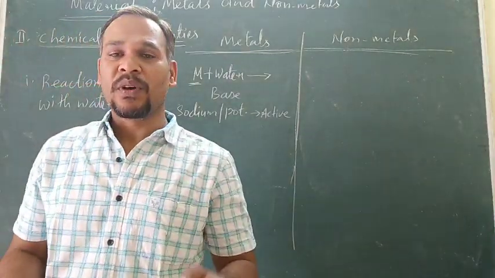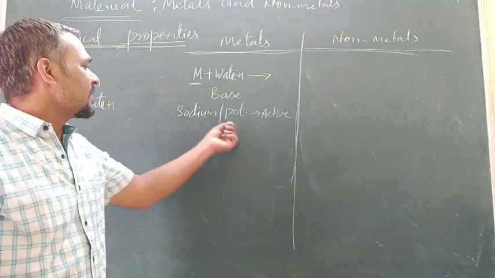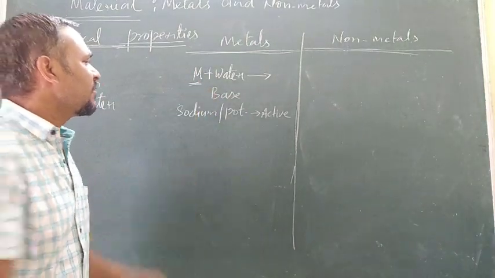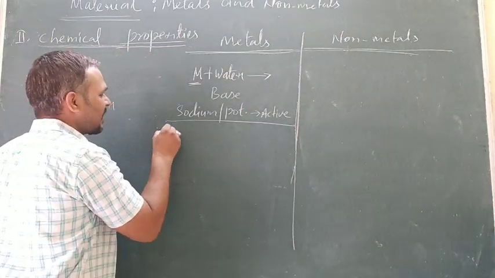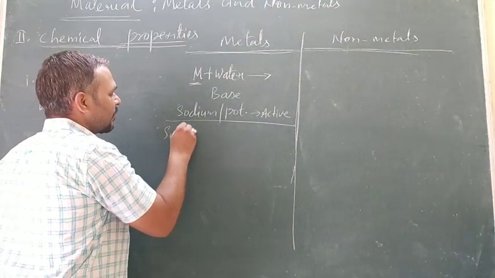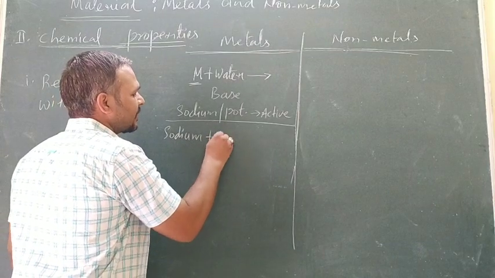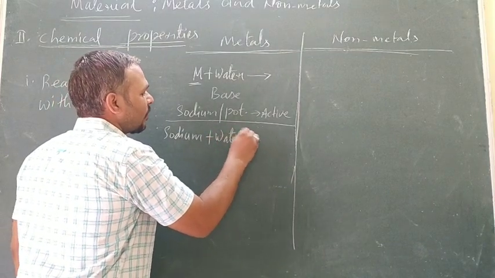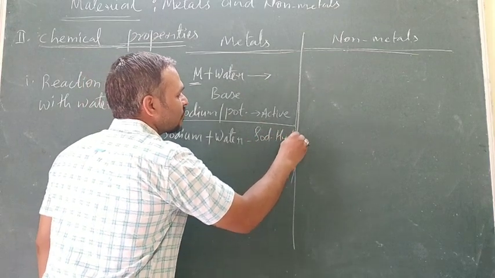As you pour the sodium into the water, it vigorously reacts with the water, forming sodium hydroxide. Example, sodium when reacting with water forms sodium hydroxide. What is formed?